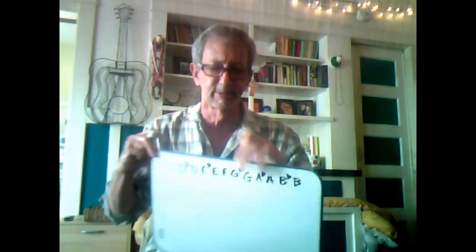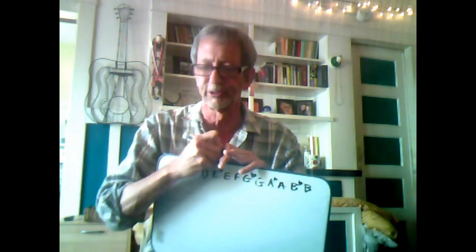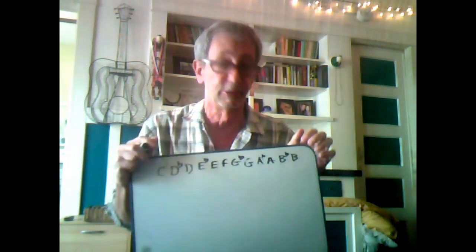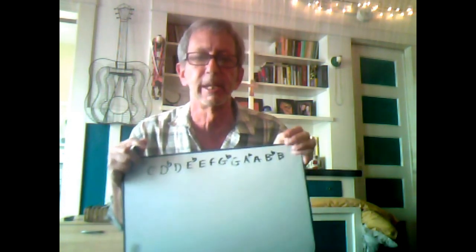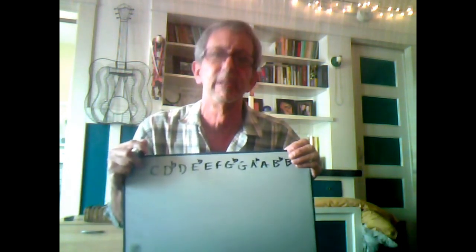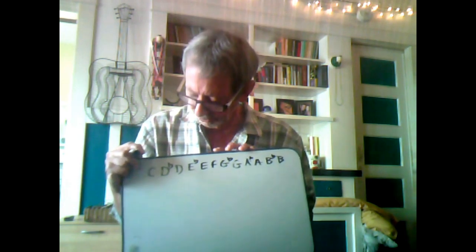Let's see, 1, 2, 3, 4, 5, 6, 7, 8, 9, 10, 11. Okay, here's my chromatic series. And notice that I call it a series and not a scale. I don't believe the chromatic scale is a scale. It's a genetic pool from which we can make scales and chords and all that stuff.